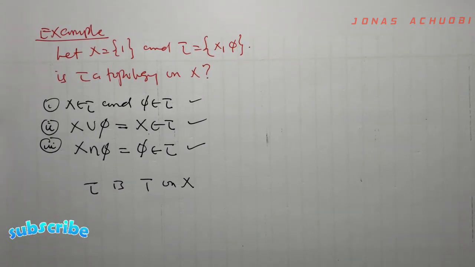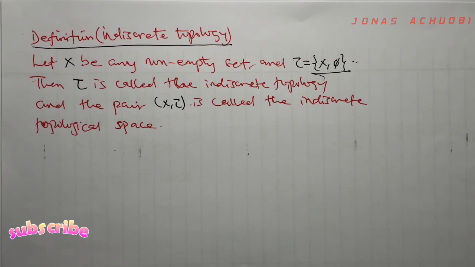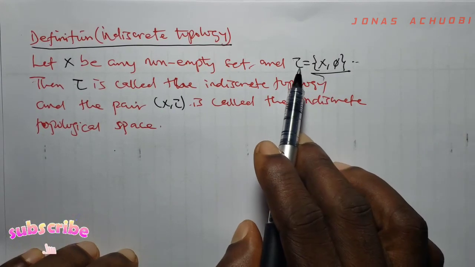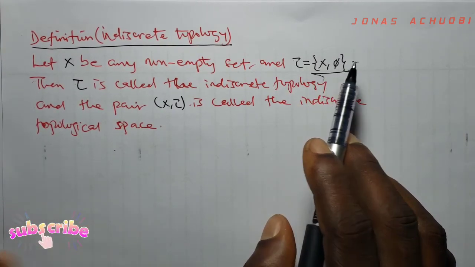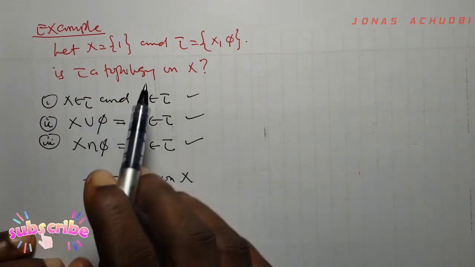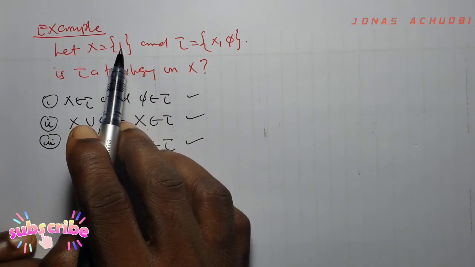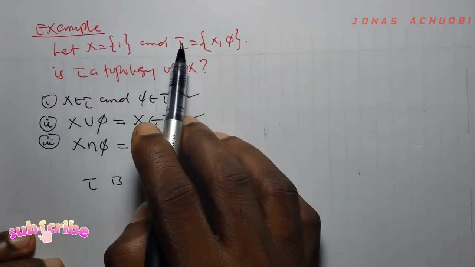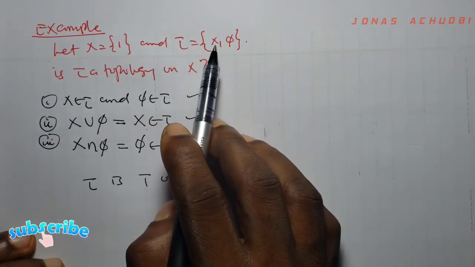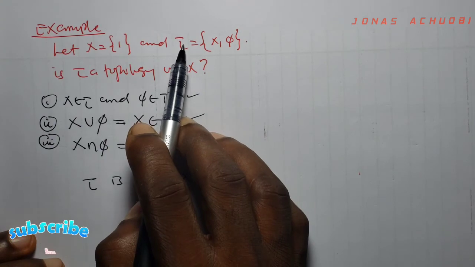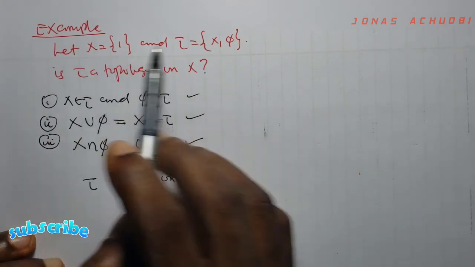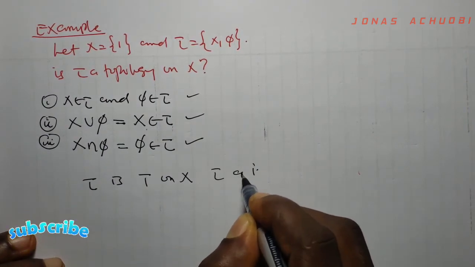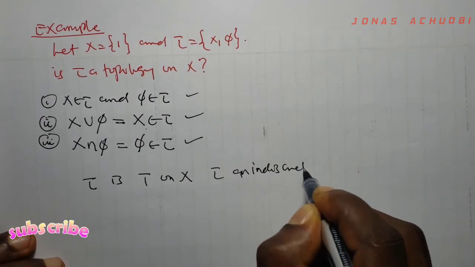If you recall our definition of the indiscrete topology, we say that the collection tau must be a collection with two open sets, X and phi alone. Looking at our example here, X is a singleton set with element 1, and tau contains just X and what? The empty set itself. So, since the collection tau on X is just X and phi, and we have verified that tau is what? A topology on X. It therefore means that tau is now called an indiscrete what? Topology.